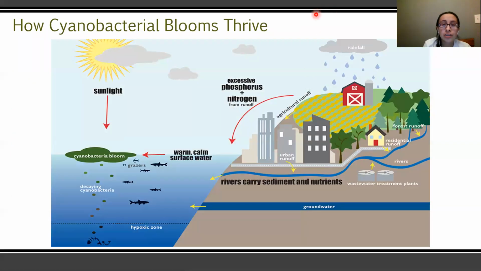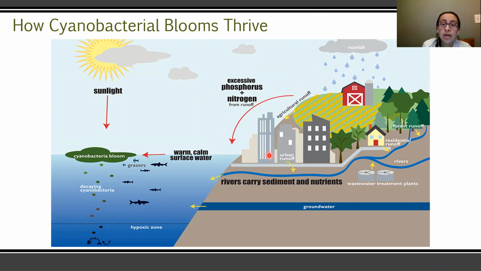So there are different factors that influence cyanobacteria blooms and help them thrive. One of the most important factors is the excess of phosphorus and nitrogen, because this is what cyanobacteria blooms need to thrive and grow. An excess of phosphorus and nitrogen, for example from agricultural fertilizers, can come into a body of water through rainfall and through agricultural runoff.